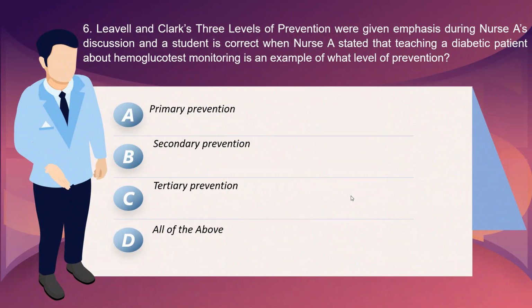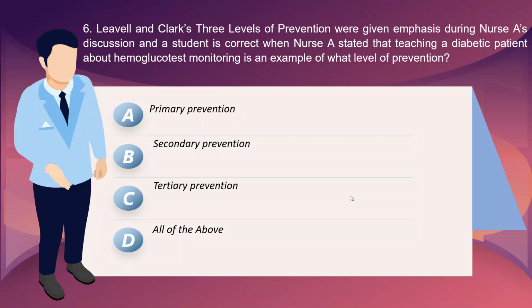Number six, Leavell and Clark's three levels of prevention were given emphasis during Nurse A's discussion, and a student is correct when Nurse A stated that teaching a diabetic patient about hemoglobin test monitoring is an example of what level of prevention? Primary prevention, secondary prevention, tertiary prevention, or all of the above. So we know that health teaching can actually happen in any level of prevention.